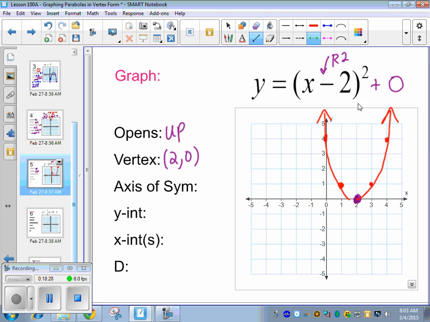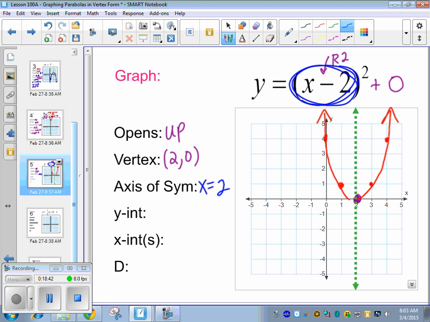Go ahead and draw the axis of symmetry. And Brendan, what's the equation for the axis of symmetry? Good. X equals 2. So you can either get it from looking at the graph, or you can look here. It's always opposite of that. X equals 2. Put it in parentheses.